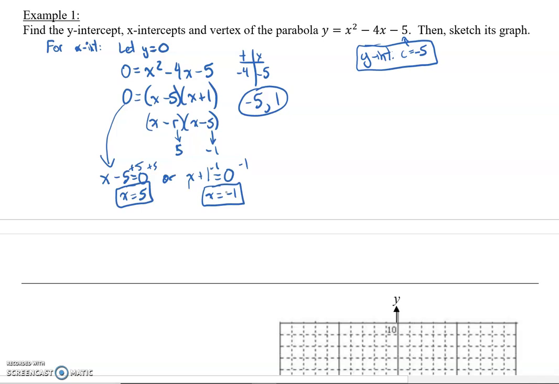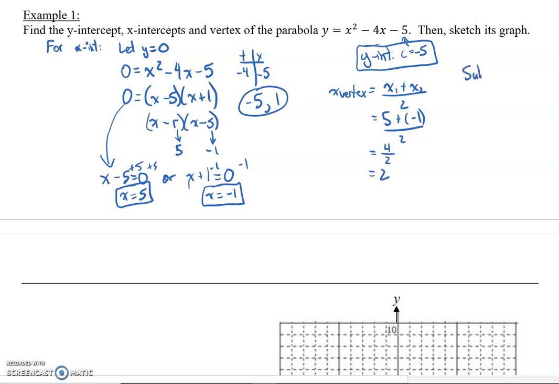As I highlighted above, one way to do that, as we'll do today, is saying the x value of the vertex is those two numbers: x-intercept 1 plus x-intercept 2, divided by 2. The first one was 5. If I add that to negative 1 and divide by 2, that gets me 4 over 2, because 5 minus 1 is 4, so that gets me 2.